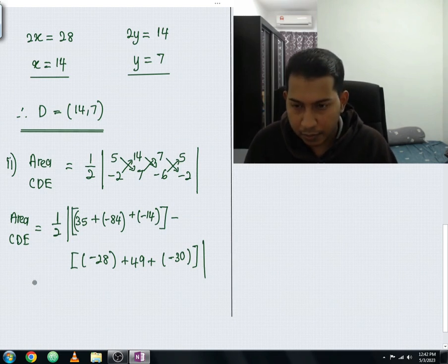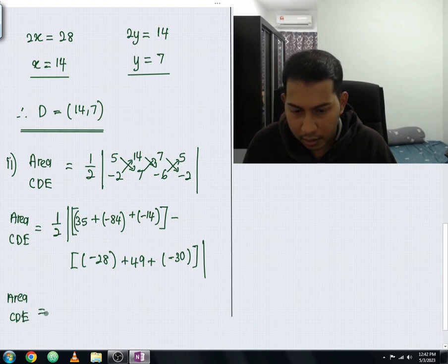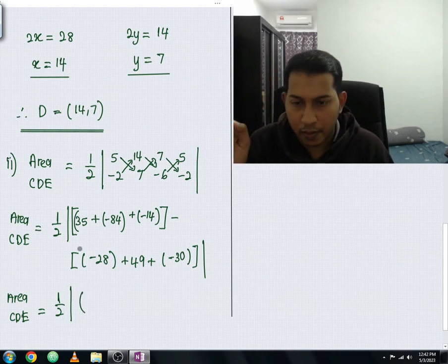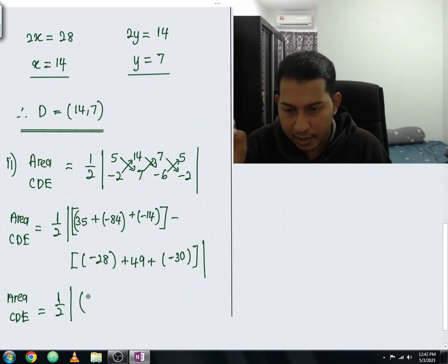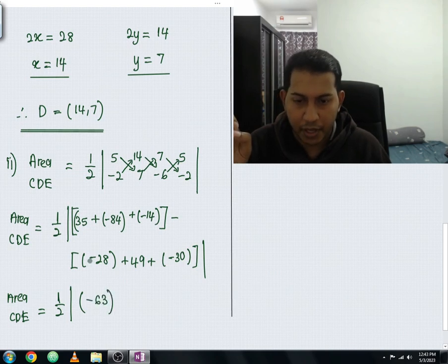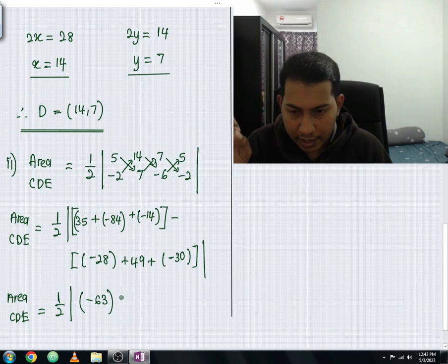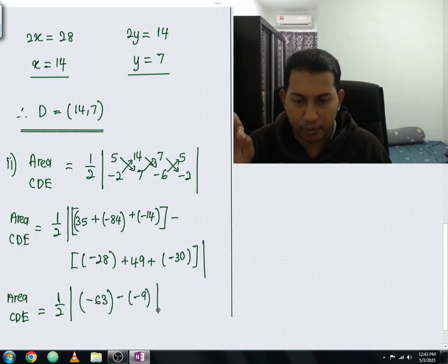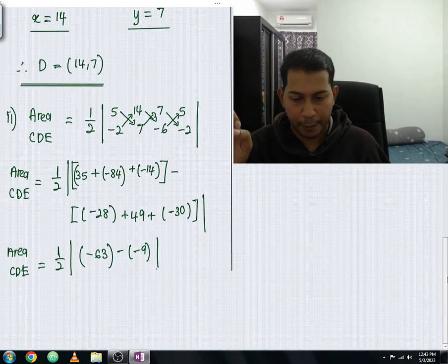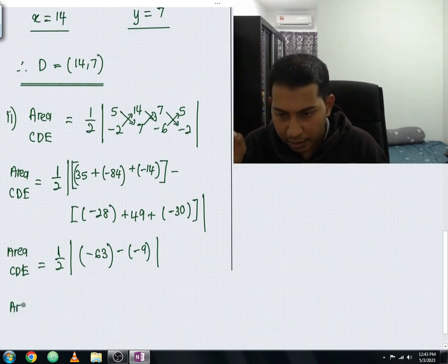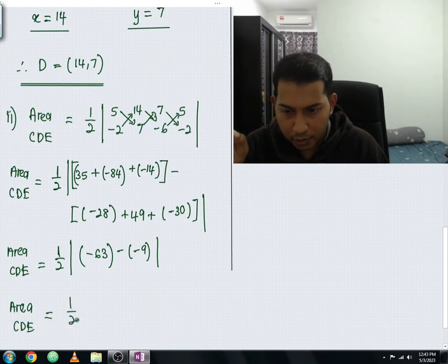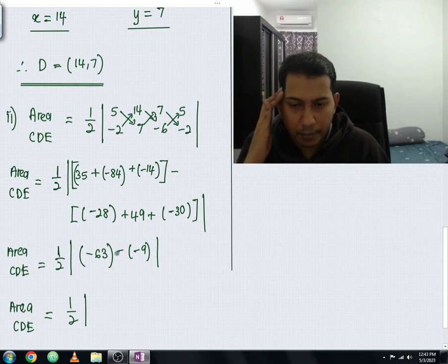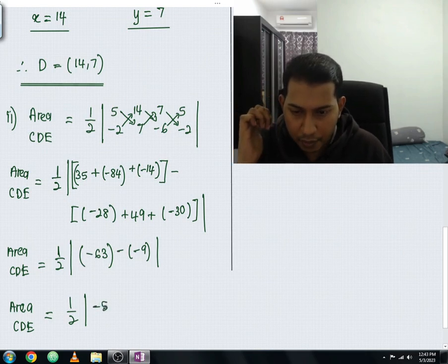So from here, continue. Area CDE, you calculate 1 over 2, modulus. From this side you calculate, you should get negative 63. Over here you calculate, you should get negative 9. Close modulus. Continue, area CDE. From here you get 1 over 2, close bar. Negative 63 plus 9, so from here you get negative 54.